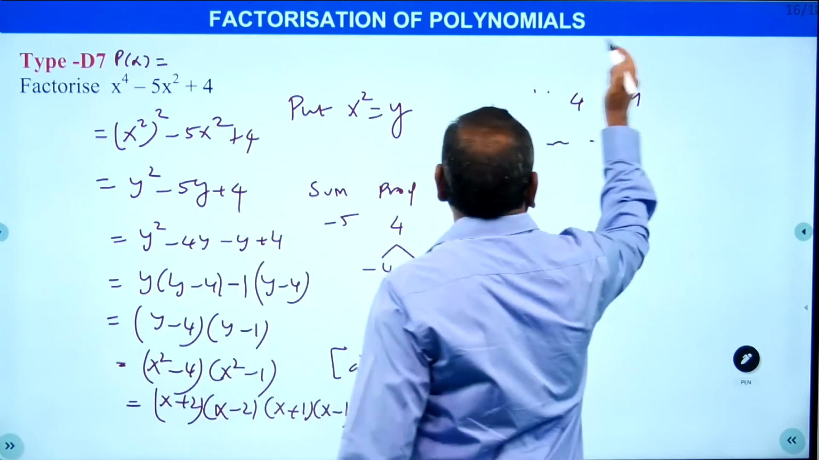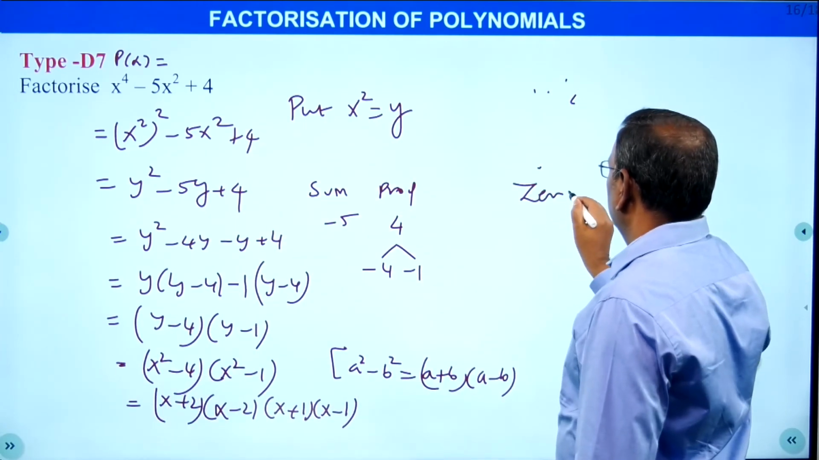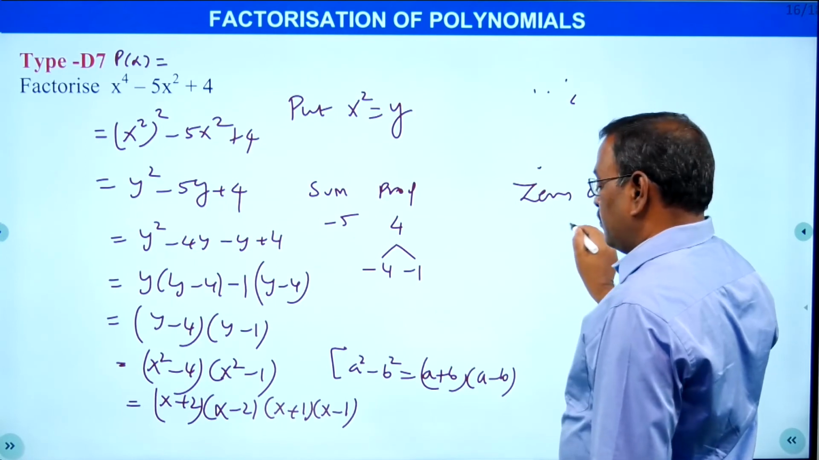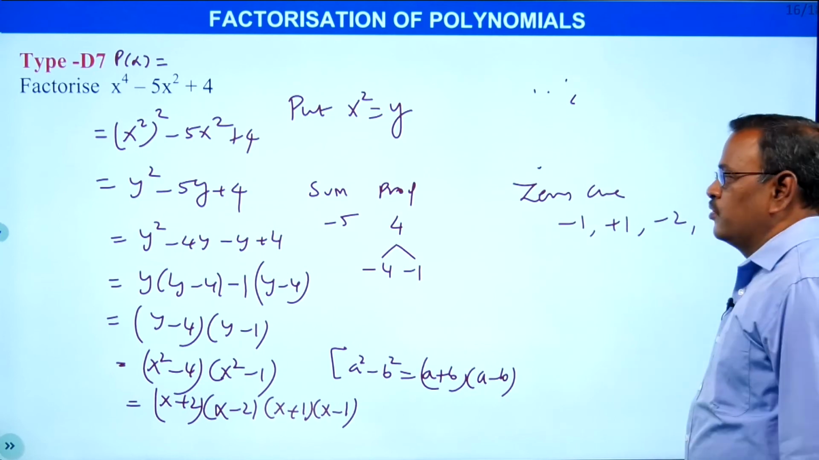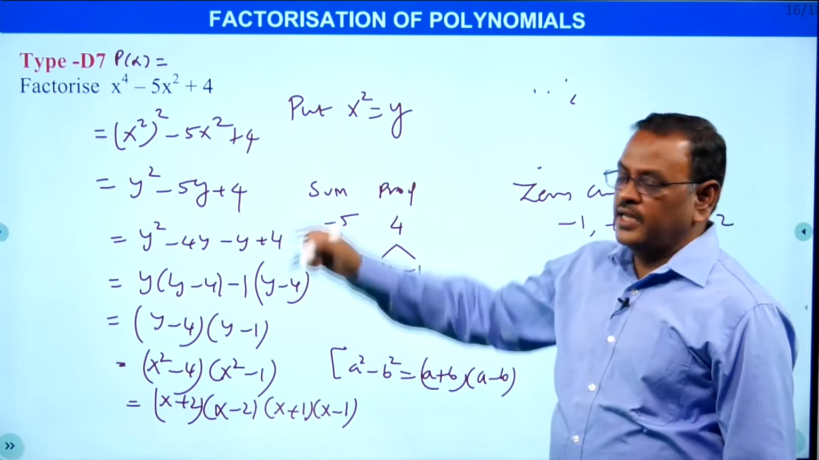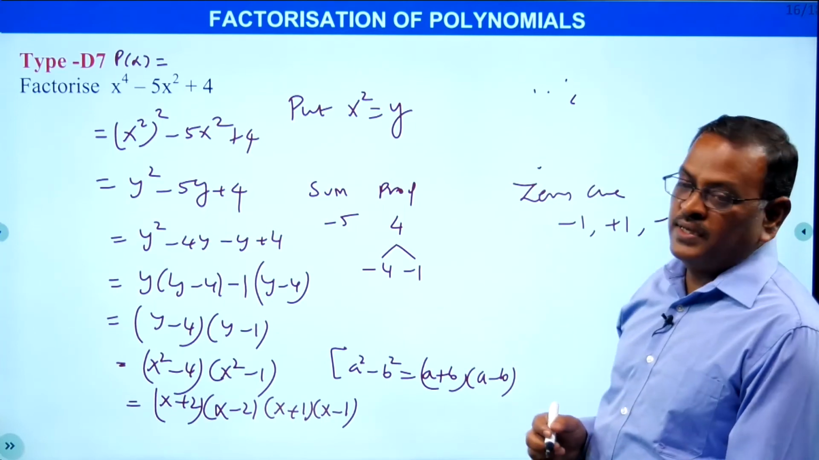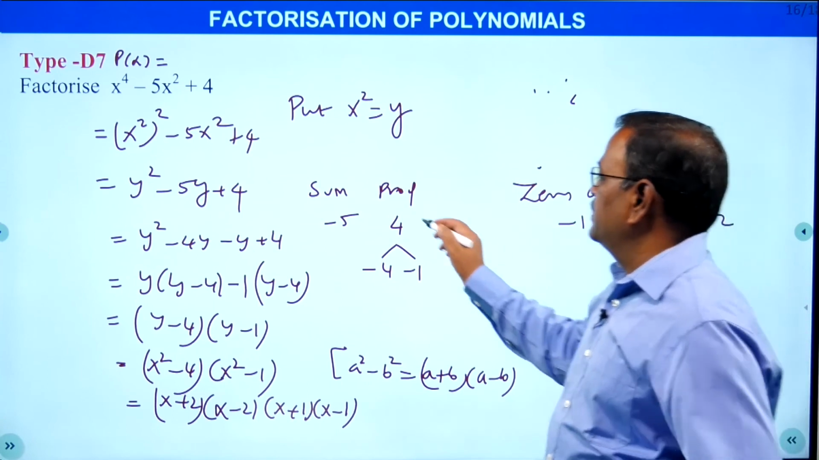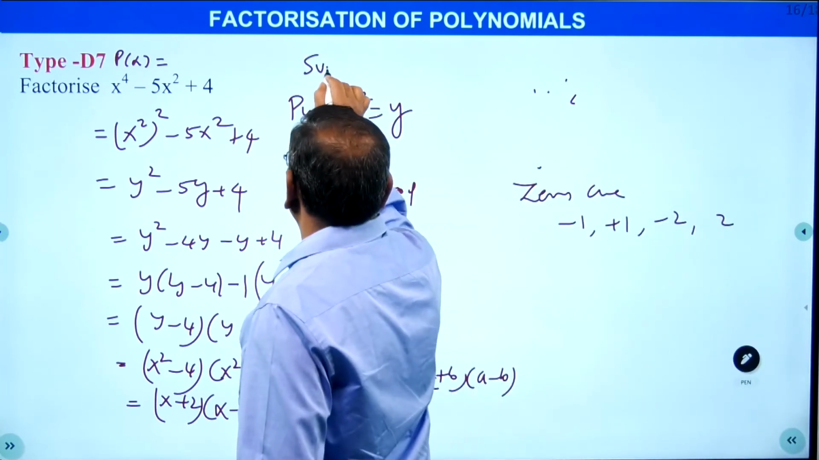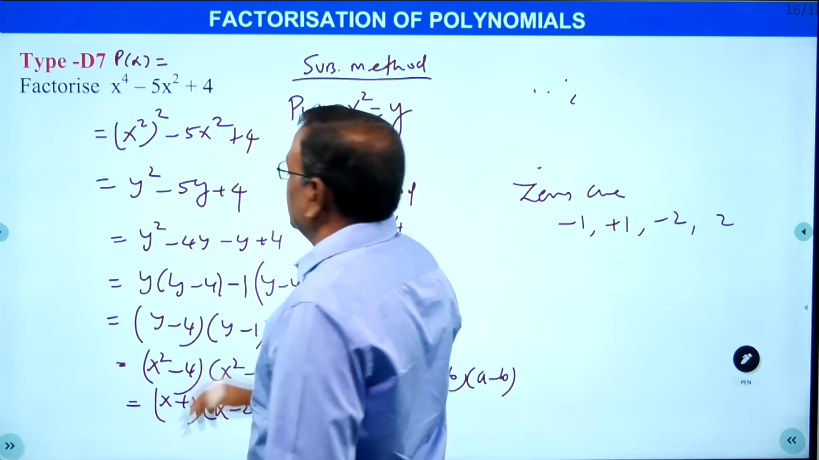Therefore, what are the zeros of the polynomial? The zeros are minus 1, plus 1, minus 2 and plus 2. 4 zeros because of degree 4. But this is a special case because it has only even powers, it has no odd powers. Whenever the polynomial has only even powers, apply this substitution method.